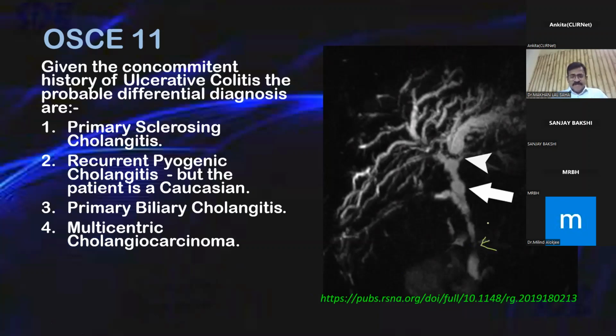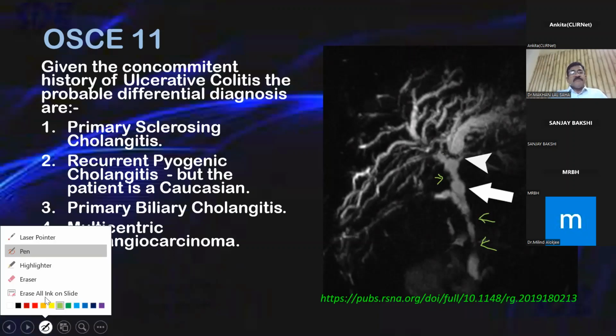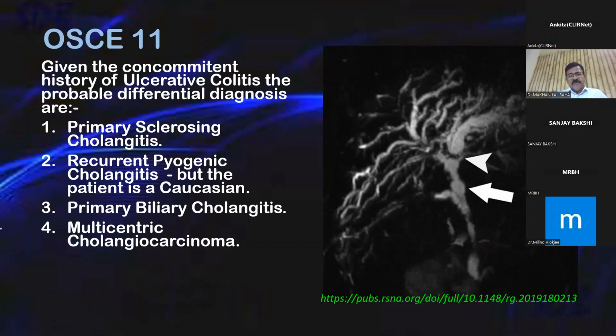Something I'm pointing out, Milind. Strictures, sir. There are multiple sites of stricturing, sir, narrowing. Yes. So this is classically found in a particular condition. Patient is having a classic history of ulcerative colitis. So what do they have associated?